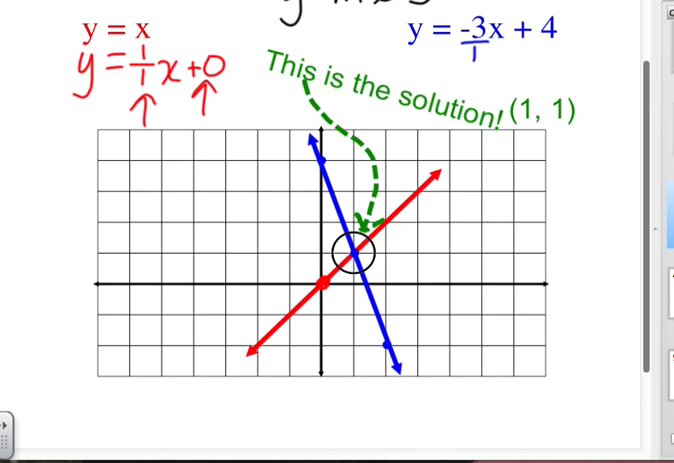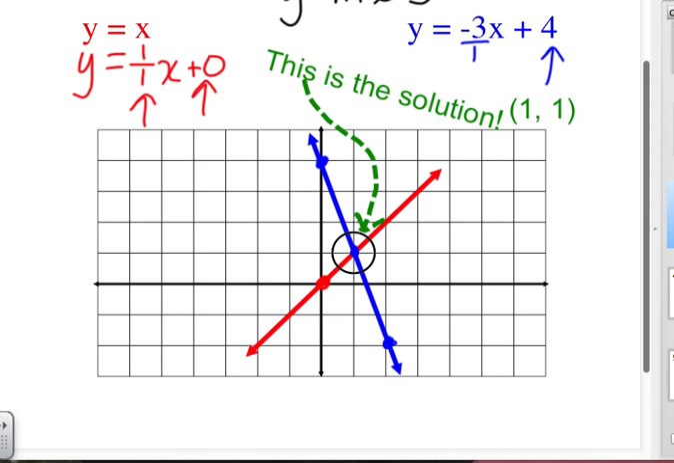Now I'm going to graph the blue line. So I look at the blue equation. I look at the y-intercept of positive 4. So I put a dot there at positive 4. And I look at my slope, which was negative 3 over 1. So I went down 3 over 1. Down 3 over 1. And I graphed my blue line.